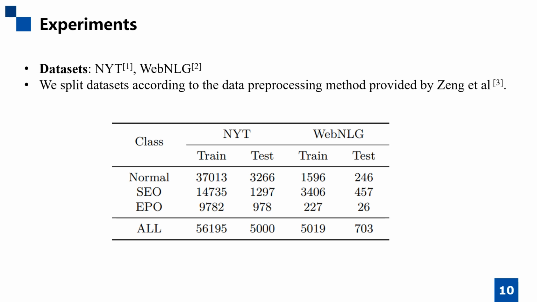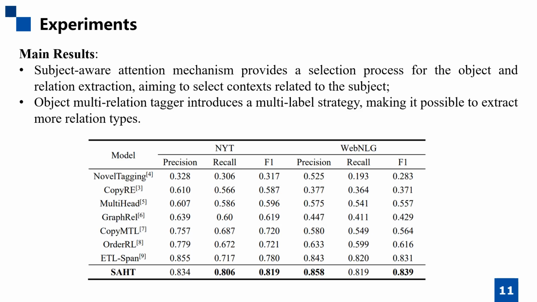In the experiment, we use two public datasets, NYT and WebNLG. To compare with previous models, we split datasets according to the data pre-processing method provided by this paper. This table shows the number of sentences for normal, SEO, and EPO classes. We use precision, recall and F1 score as evaluation metrics. This table shows the main results.